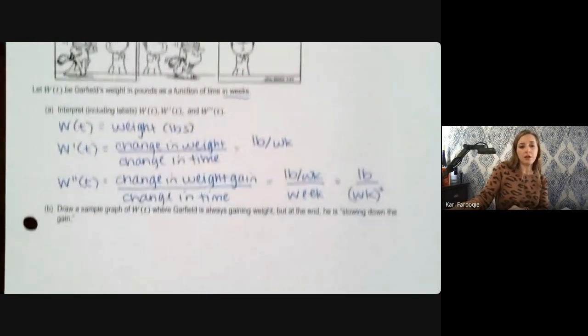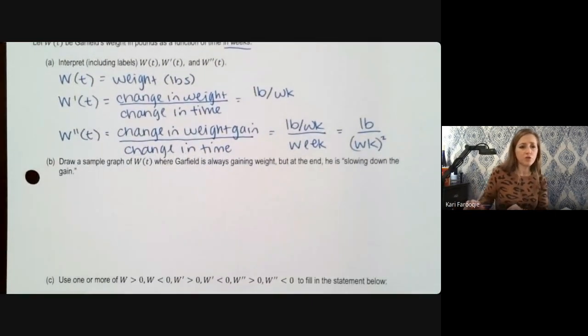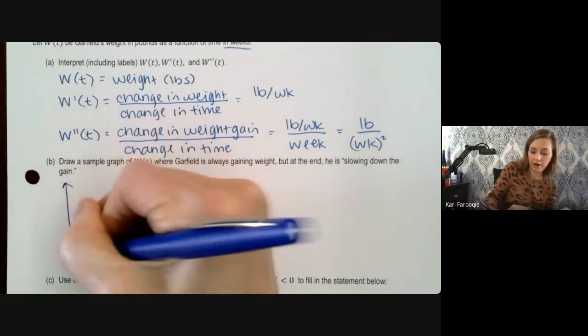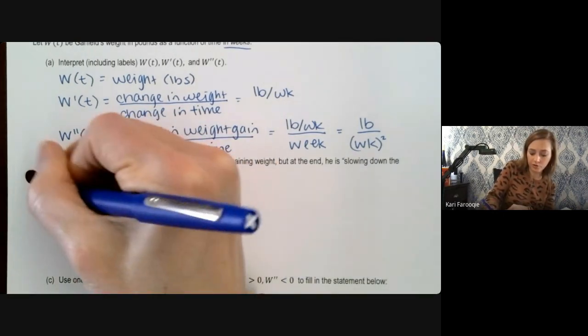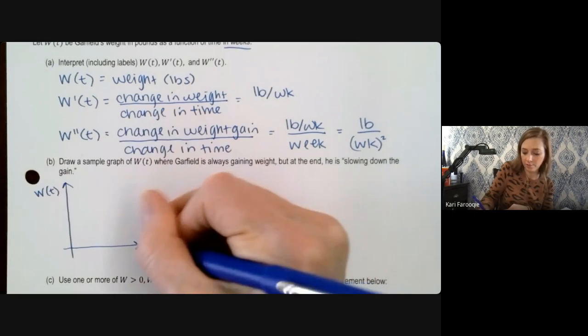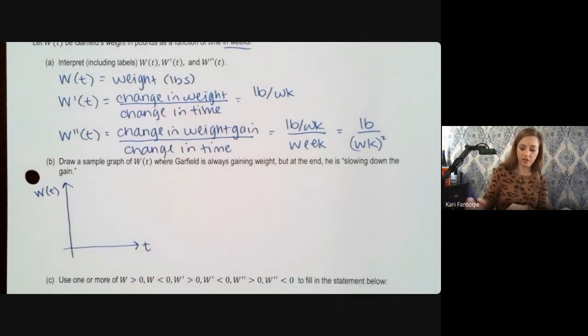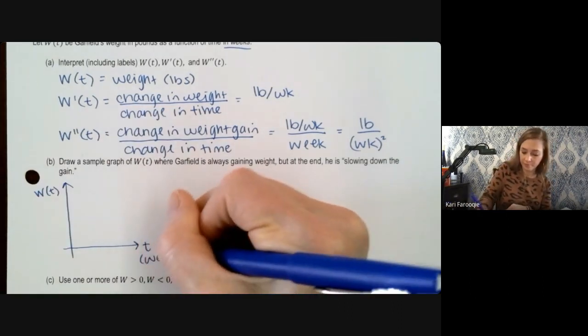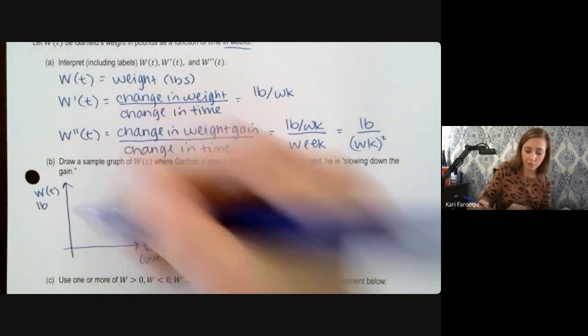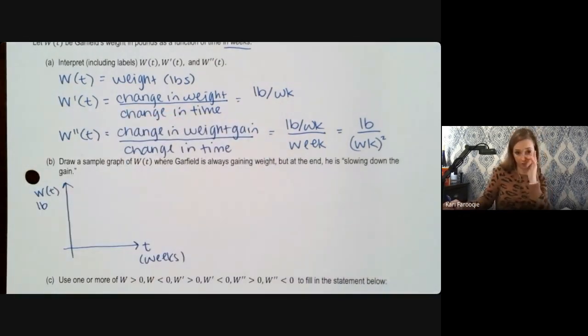Now, for part B, we're being asked to draw a sample graph of the quantity W of t, where Garfield is always gaining weight, but at the end, he's slowing down the gain. So he's still gaining weight. He's just doing it at a slower rate. So you would make a graph here of his weight, which is represented by W of t over time, which is t in weeks. And then the y-axis would, of course, be represented by pounds.